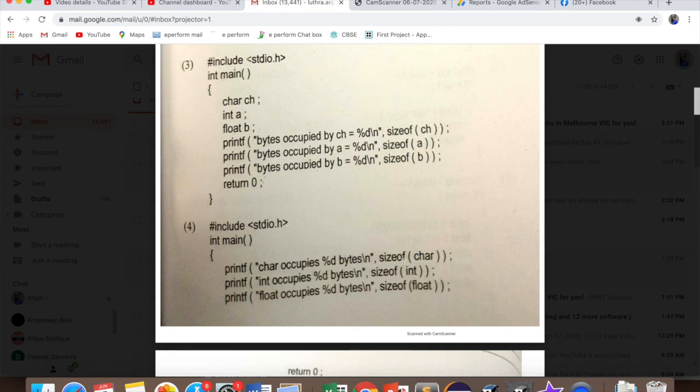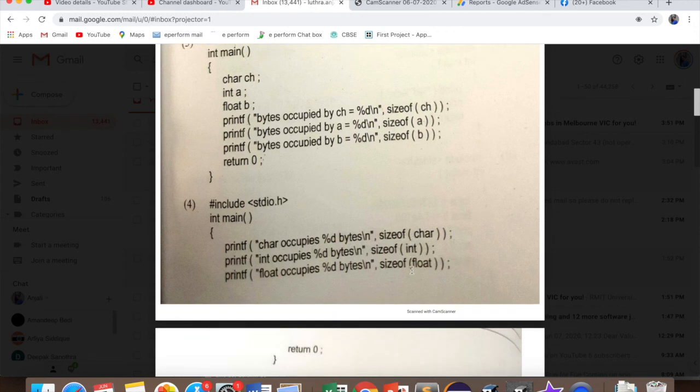And the question number 4 is a bit similar to that. So that is your task. You find out what will be the output of question number 4. So I want you to write the output of question number 4 in the comments below.